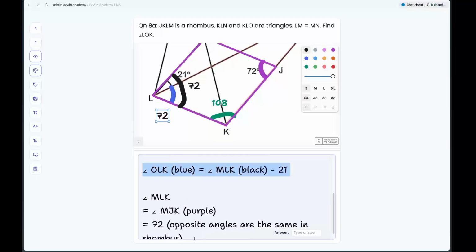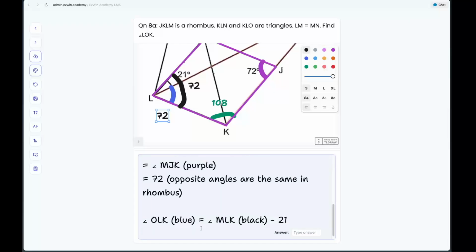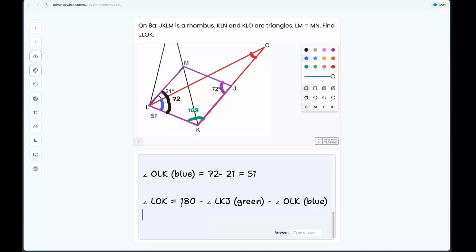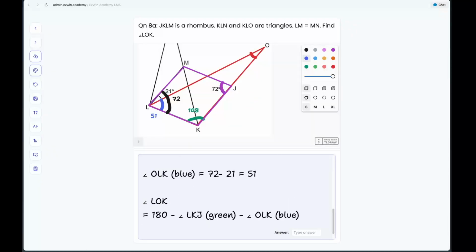So for OLK, the blue angle that we're looking for, it's basically 72 minus 21, which is equal to 51 degrees. So this will be E1. Now we know the two angles that we need to find LOK. We can just go through the equation again, which would be equal to 180 minus 108 minus 51, and this will give us 21 degrees. There you go, that's the answer, 21 degrees.